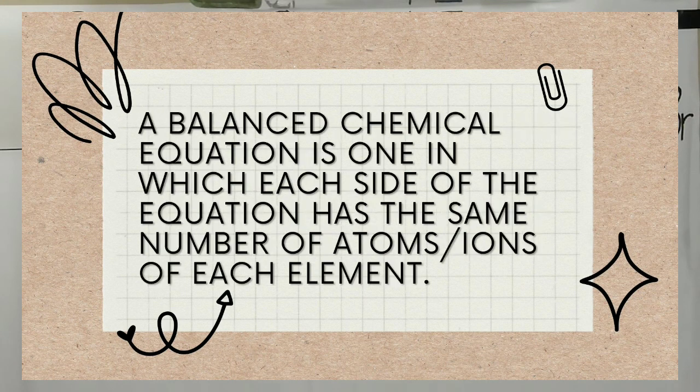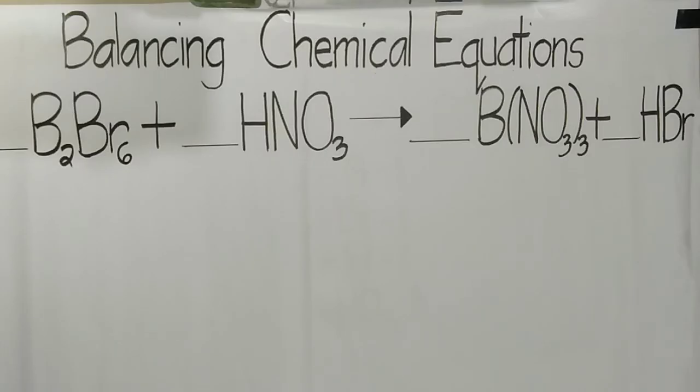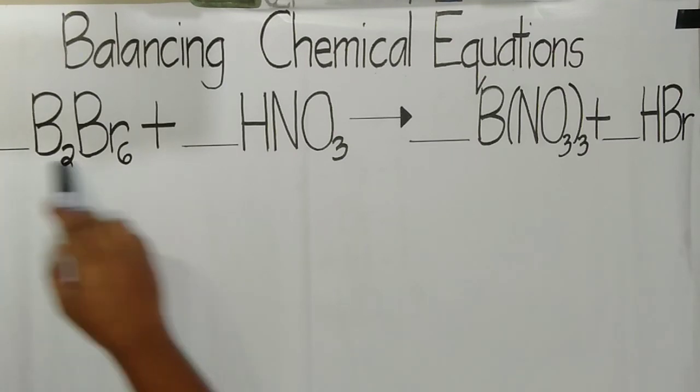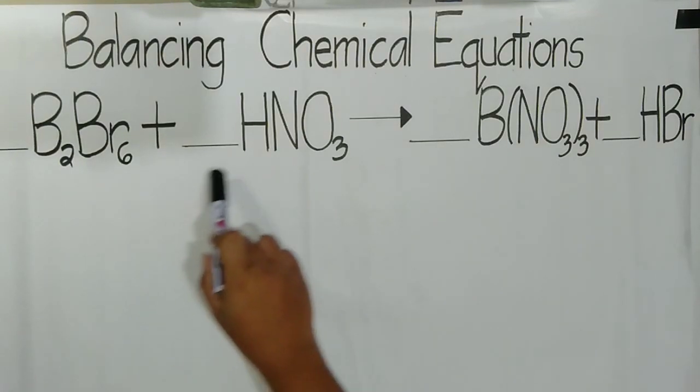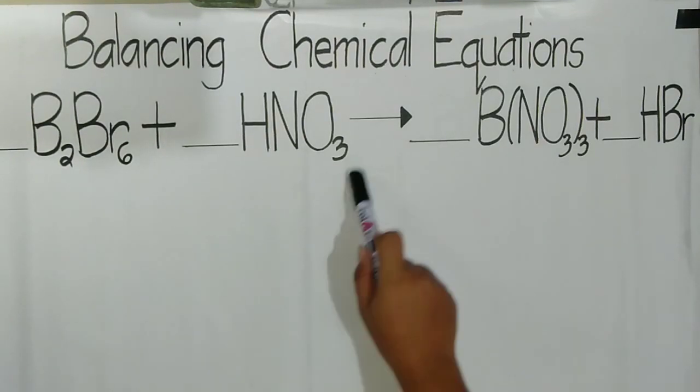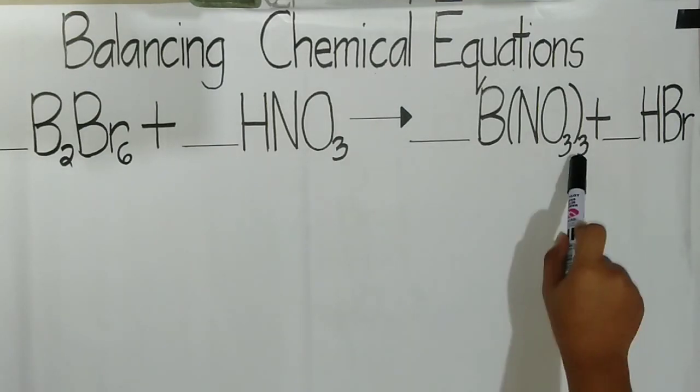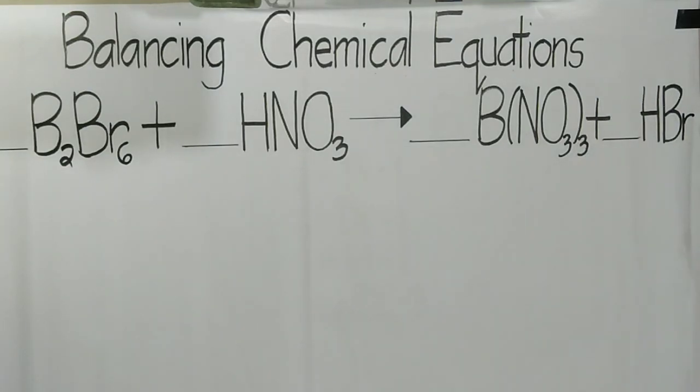So what exactly is a balanced chemical equation? A balanced chemical equation is one in which each side of the equation has the same number of atoms or ions of each element. And we have here our given chemical equation, which can be read as diboron hexabromide combined with nitric acid, and it will yield boron nitrate and hydrogen bromide.